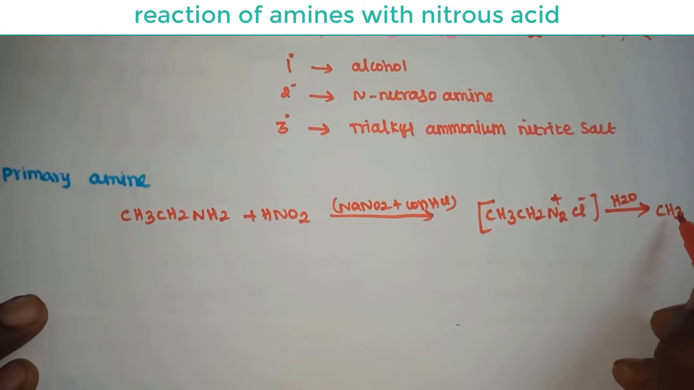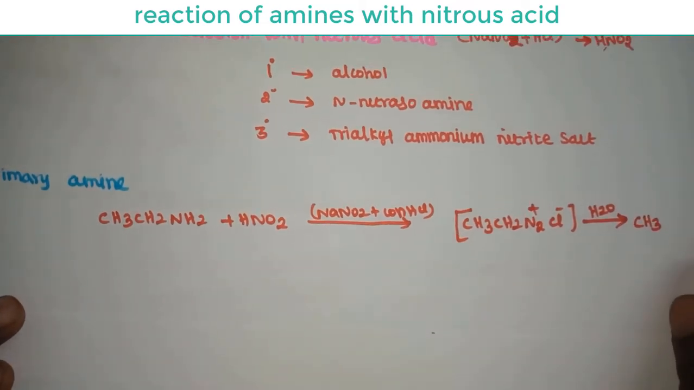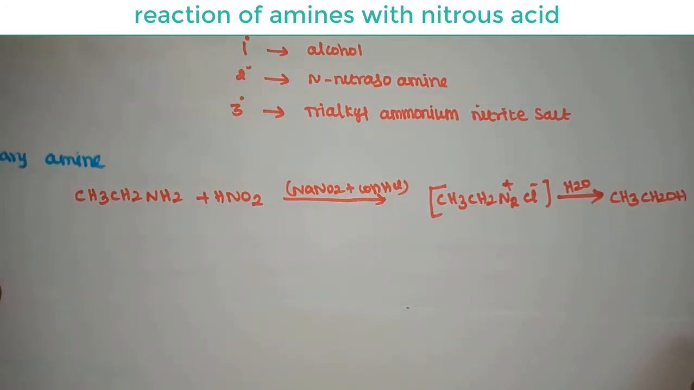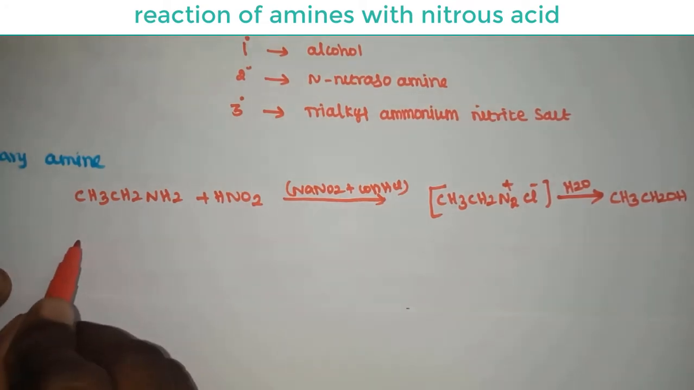CH3CH2OH. This is ethanol. Ethylamine reacts with nitrous acid to form ethanol, ethyl alcohol. That means aliphatic primary amine gives alcohol. Next one, aromatic amine.